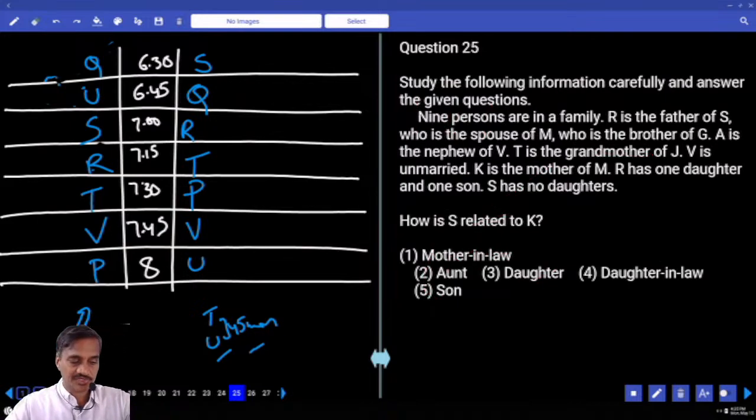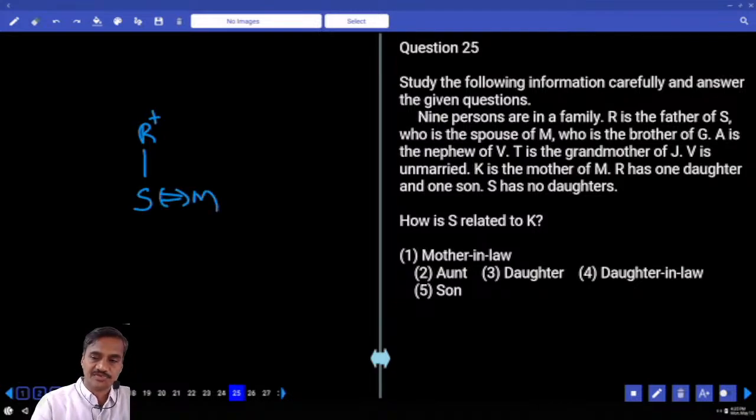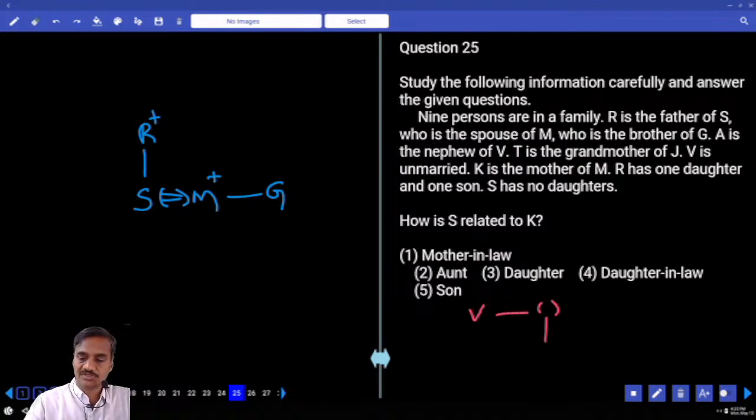Then 25 onwards, it is based on blood relations. R is the father of S. S is the spouse of M. S and M are a married couple. M is the brother of G. And A is the nephew of V.